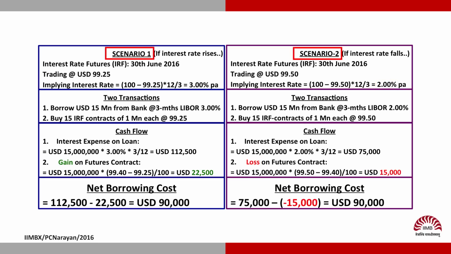In both cases, the firm's effective interest cost for the loan is constant at US dollars 90,000, an effective interest rate therefore of 2.4% per annum that, remember, it could lock in through an interest rate futures transaction on 8 April 2016, thus enabling the firm to hedge against interest rate fluctuations in the intervening period.